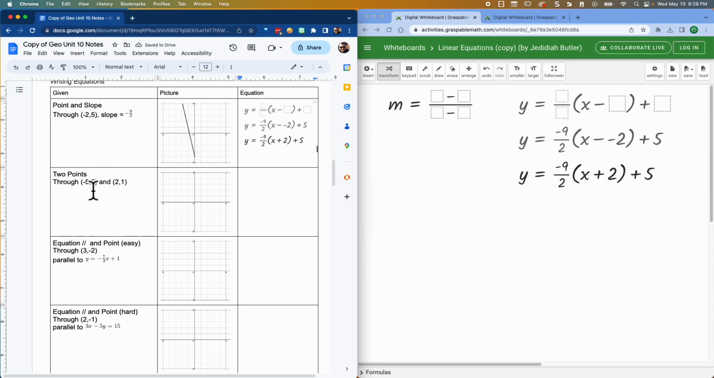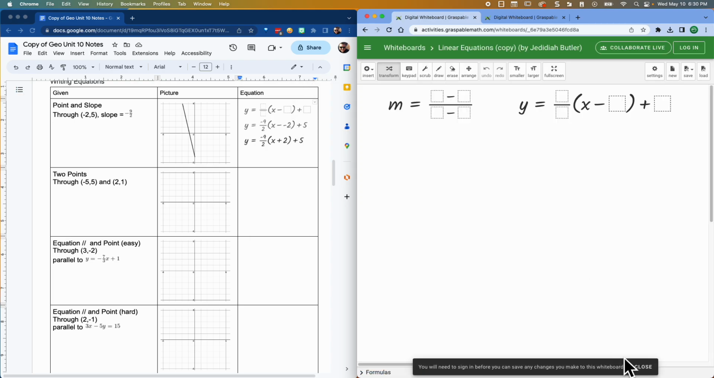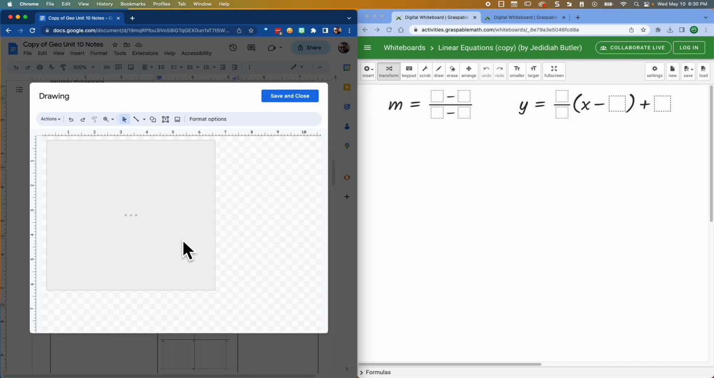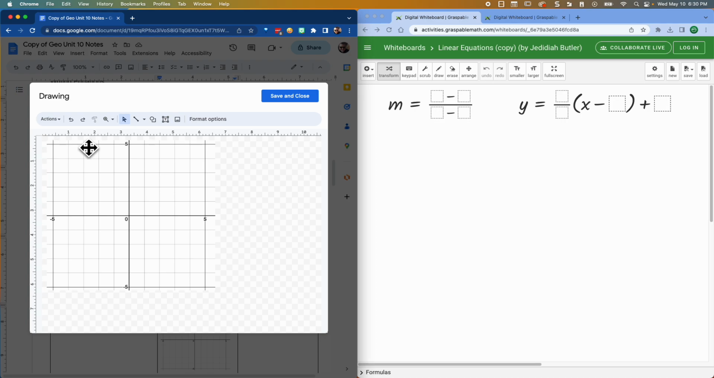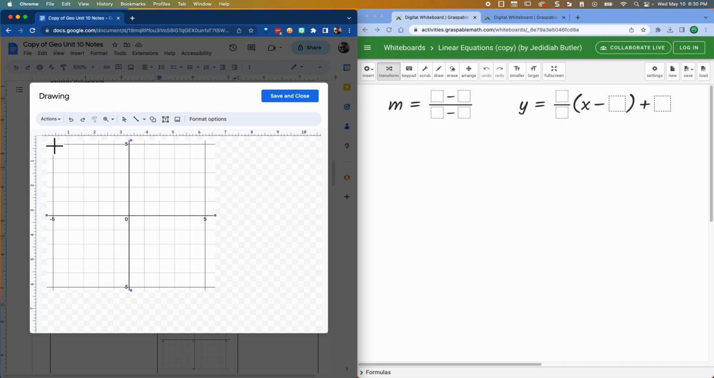So now let's look at this one. It says 2 points through -5, 5, and 2, 1. I'm going to refresh this page so I can start from scratch. It's just helpful for me. So I first need to find the slope. Well, let's plot this line and see if that helps us in finding the slope. So it's going to be at -5, 5, and then it goes to 2, 1. So -5, 5 starts all the way up here, and 2, 1 is going to be there.